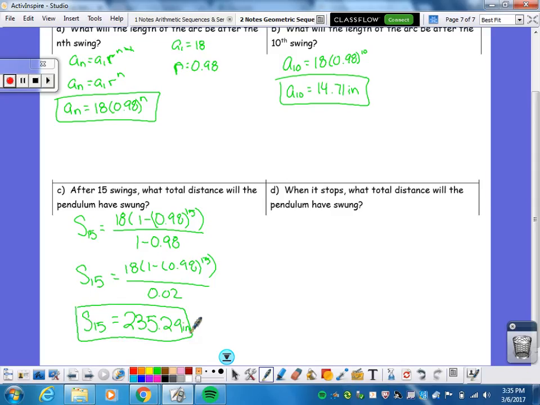When it stops, what total distance will the pendulum have swung? So this is what we have to figure out where it converges. Eventually this is going to converge and it's going to stop. So we need to use the convergence formula A1 over 1 minus r. We know our A1 is 18 over 1 minus, and our r is 0.98. We simplify this to be 18 over 0.02, and we get as our final answer 900.